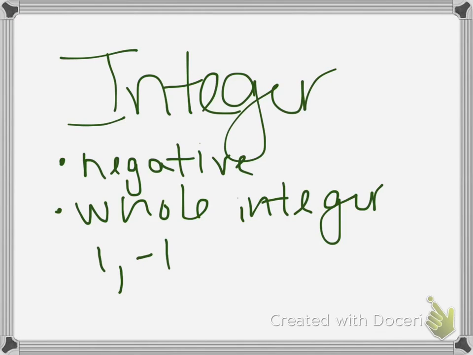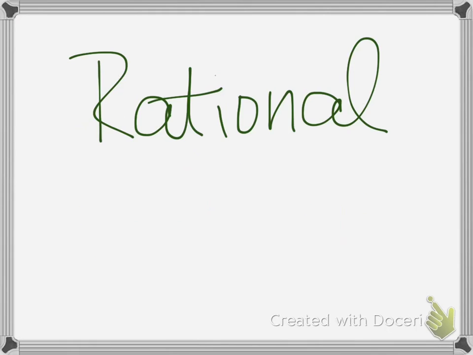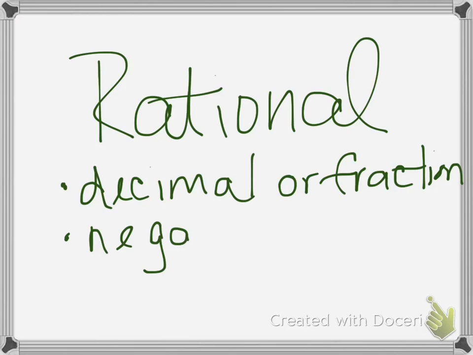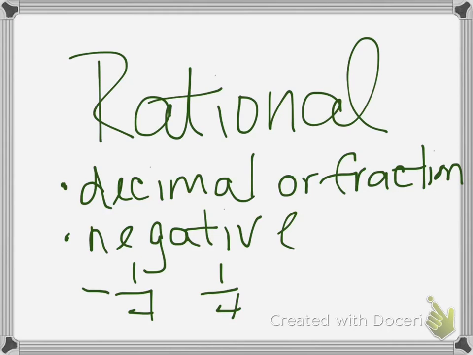Now, let's talk about rational numbers. With rational numbers, they can be a decimal or a fraction, and they can also be negative, because if you look, a rational number covers up an integer. So be aware that you can have a negative. You might have a negative 1/4 and a positive 1/4. Either one. You just need to make sure that you can have both of those.